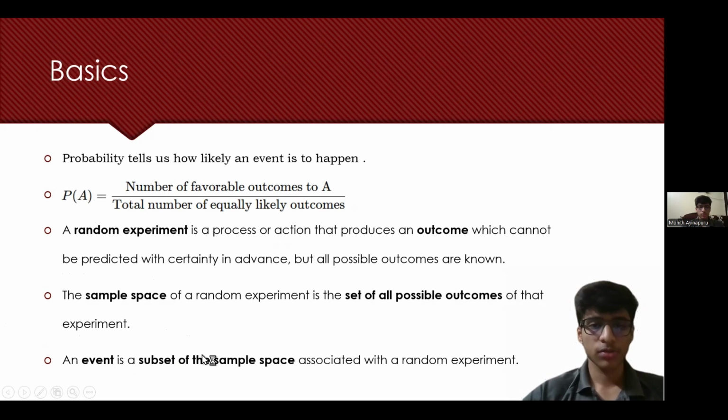An event is a subset of the sample space associated with a random experiment. An event basically tells what we want to happen. Let us consider the event of getting an even number. What are the possibilities? 2, 4, 6 when we roll a dice. So the event is what we want actually. Here, getting an even number when we roll a dice is an event.